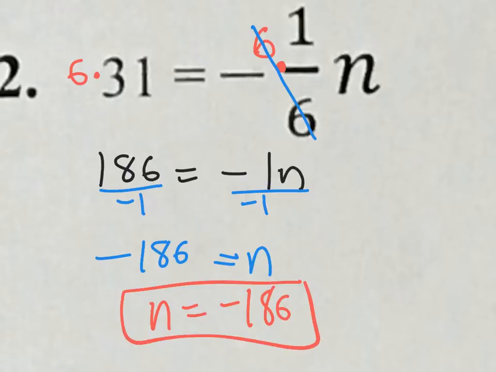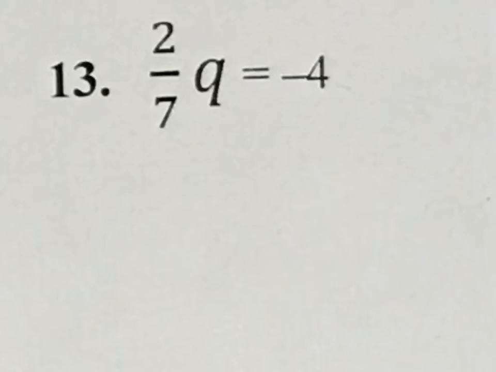There's your answer. Number 13, we want to get q by itself on the left side of the equal sign. There's a fraction, 2/7. Let's get rid of the fraction by multiplying both sides by the denominator 7. So I'm going to multiply the left side by 7. Again, notice that I wrote the 7 up on top so that it'll cancel with the 7 on the bottom. But if I multiply by 7 on this side, I have to multiply by 7 on the other side.